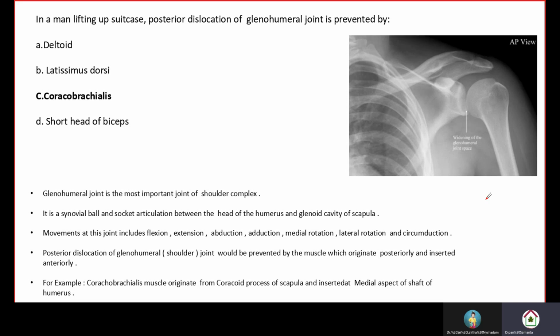Posterior dislocation of glenohumeral joint would be prevented by the muscle which originates posteriorly and inserts anteriorly. So the net vector of pull of this muscle would be anterior, opposing the posterior dislocation of the shoulder joint. Coracobrachialis originates from the coracoid process of scapula and inserts at the medial aspect of the shaft of the humerus, and it prevents posterior dislocation.